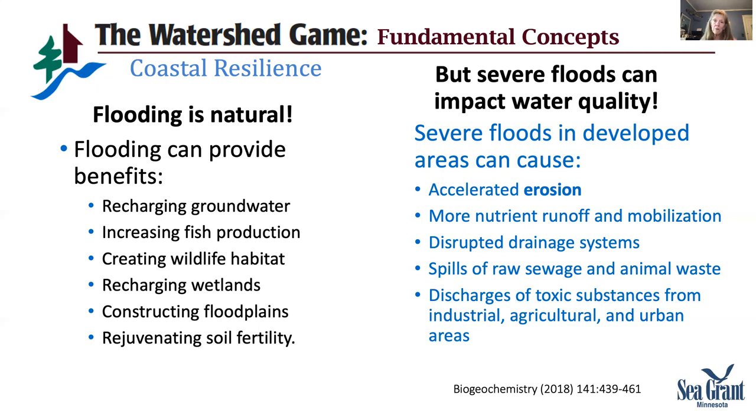But again, severe floods have severe impacts. So not only loss of property and potentially human life, but on the natural side, accelerated erosion, more nutrient runoff from developed areas and mobilization of nutrients, moving them through the system, disrupted drainage systems, spills of sewage and animal waste, and discharges of toxic substances from industrial, agricultural, and urban areas. So there you go, proactive pays off.